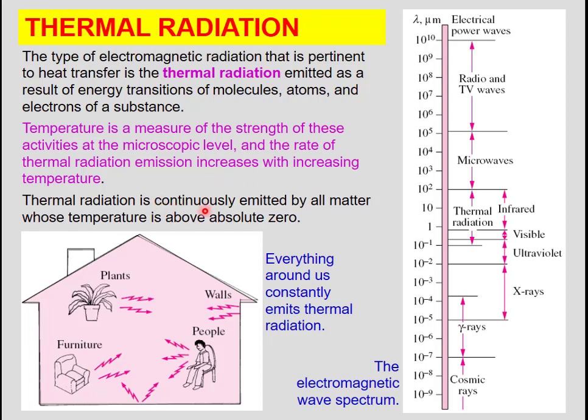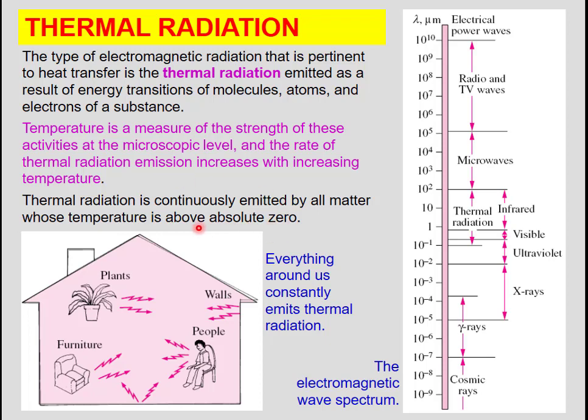This thermal radiation is continuously emitted by all matter whose temperature is above absolute zero. We introduced this thermal radiation because of the movement or energy transition of molecules, atoms, and electrons. So any substance which has molecules, atoms, and electrons which can move and emit this thermal radiation will produce this thermal radiation or some kind of energy.